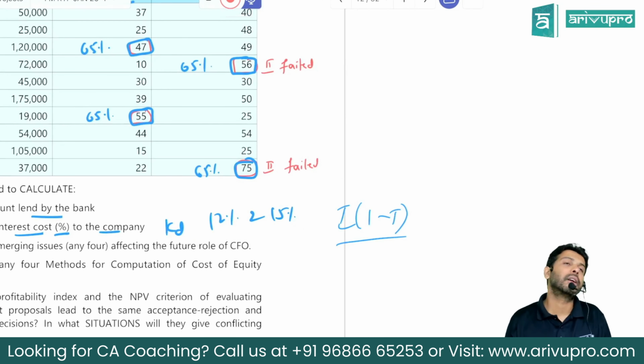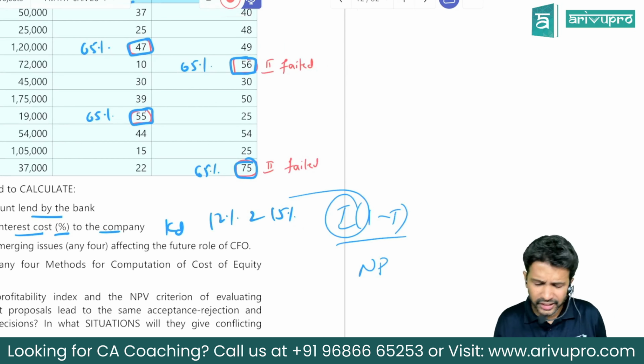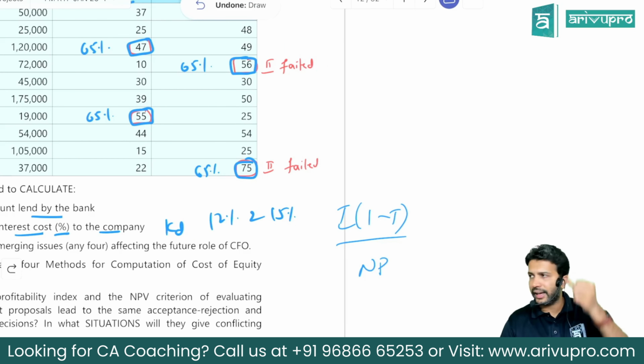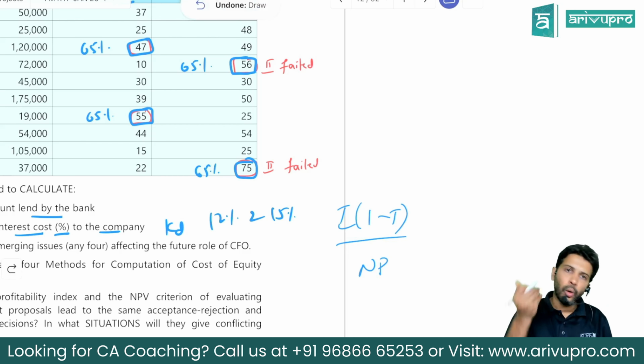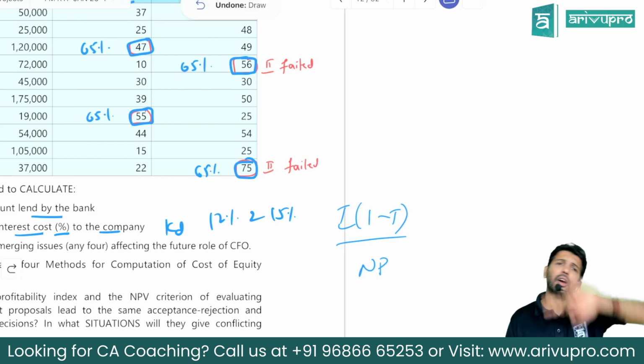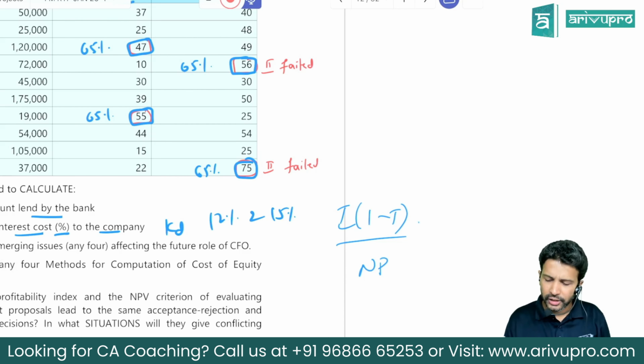How do you get the cost of debt? Interest into (1 minus tax rate) divided by net proceeds. Take the interest amount. As I told you, you can take interest for one loan or one debenture and the net proceeds for one debenture and calculate, or you can take total interest and total net proceeds and calculate. The answer will be the same. Those are the two requirements.